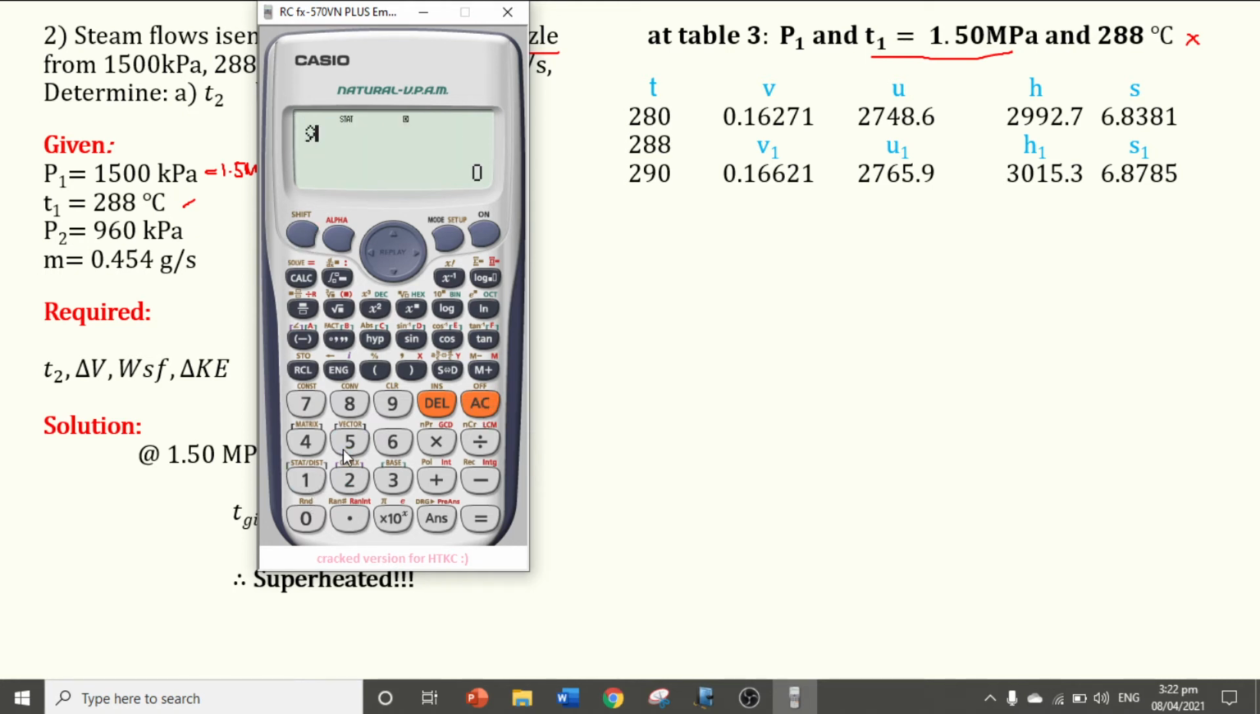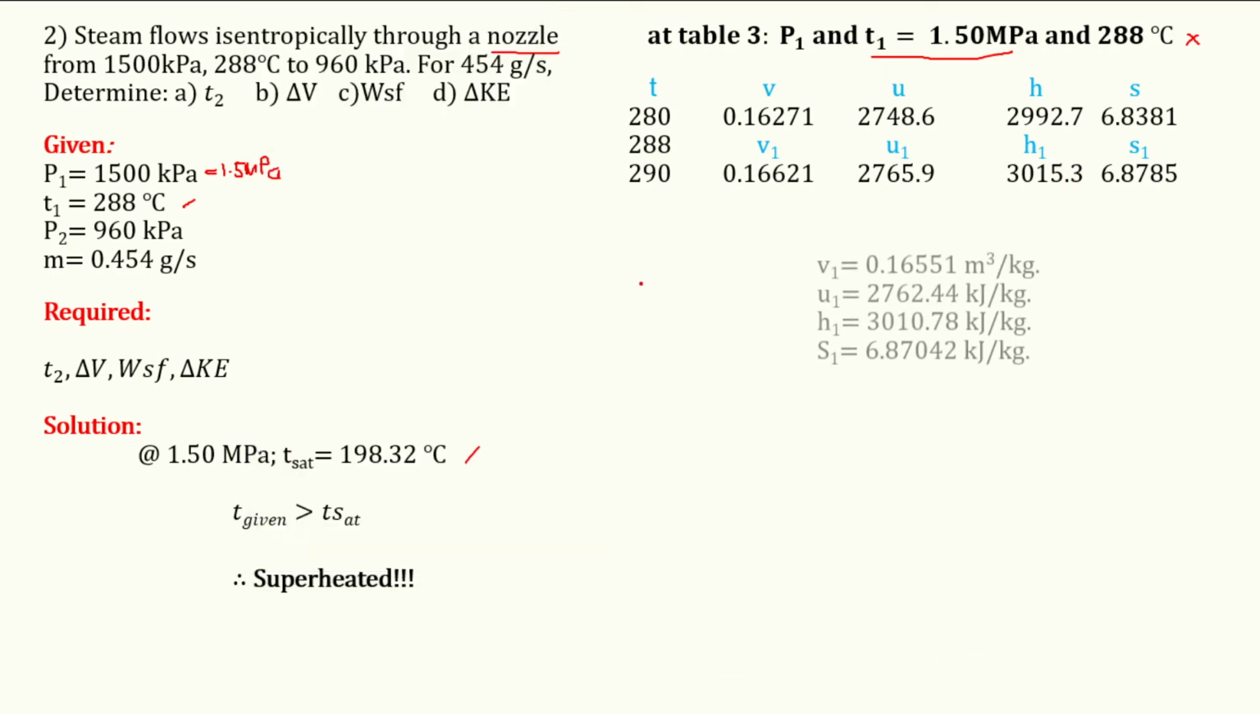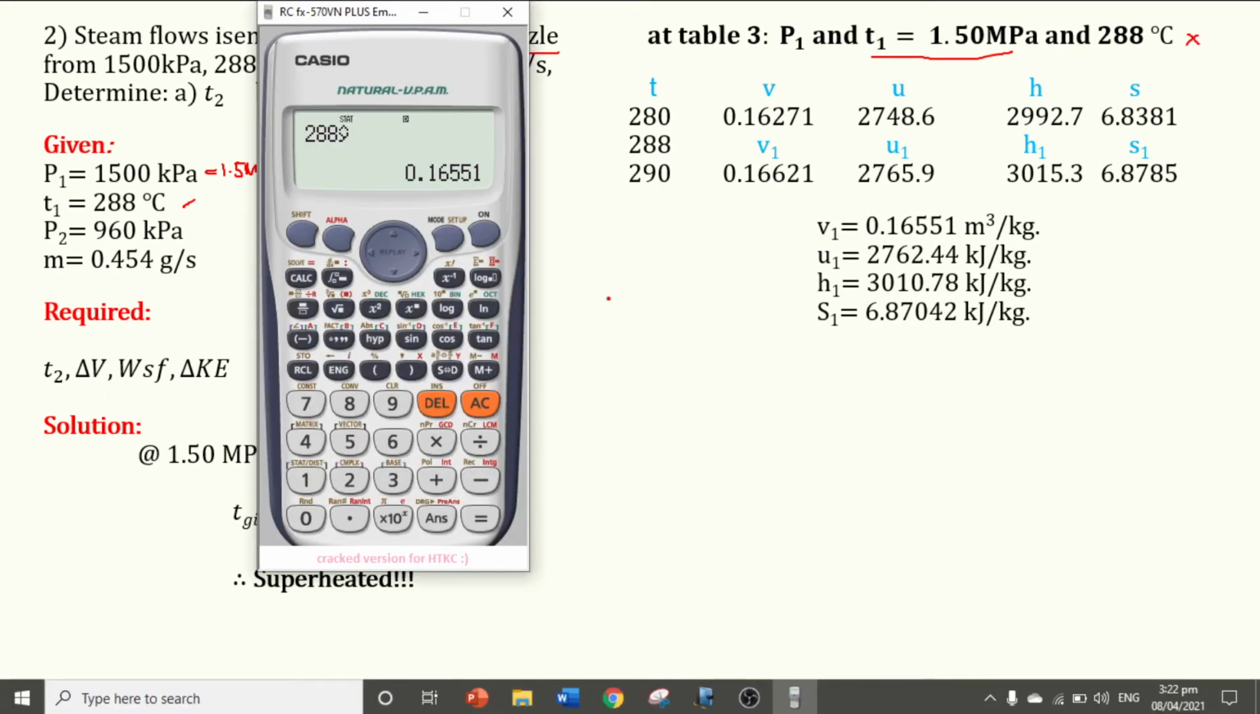Shift 155. Lagay natin si temperature to 88. Therefore, V1 is 0.16551 cubic meters per kilogram. So, kunin natin si ating U1. Ito lang tayo sa data.